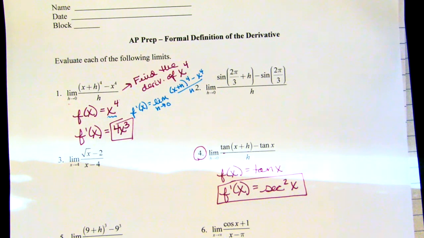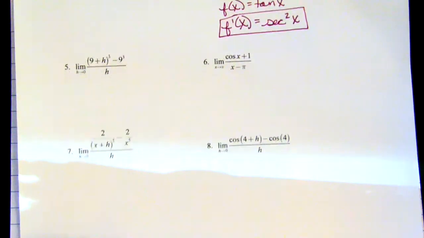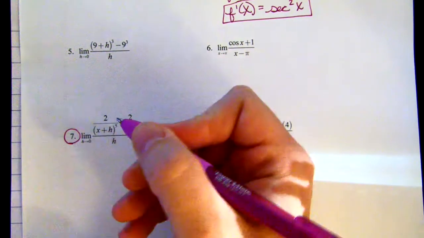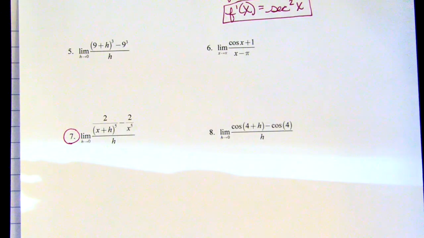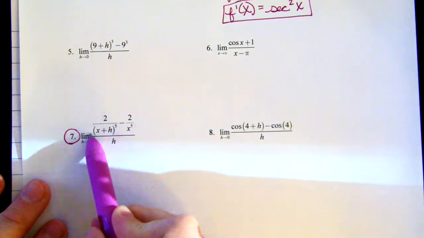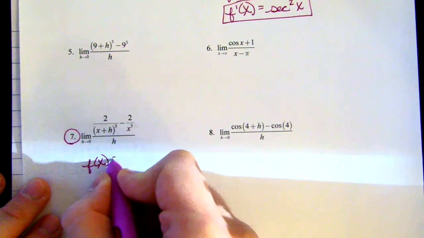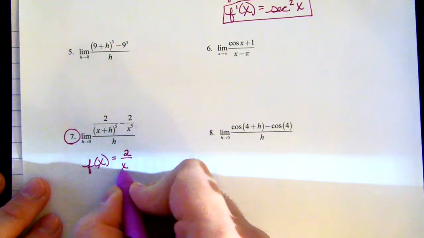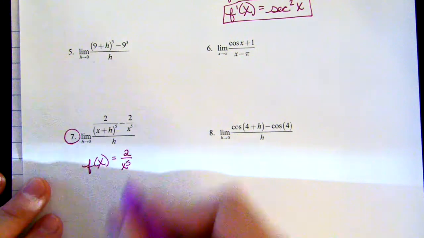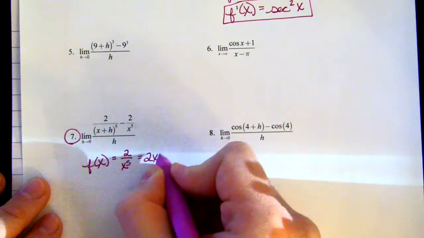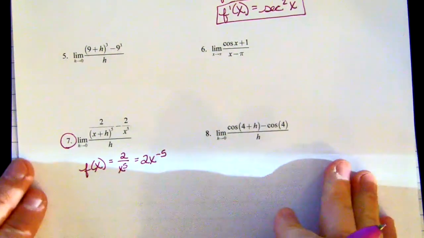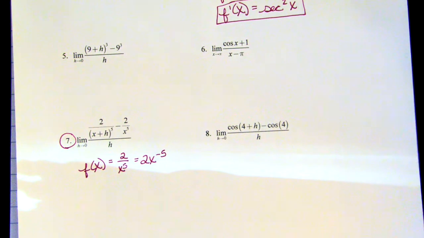One more like this. Take a look at number 7. What is the function that 7 is asking us to find the derivative of? Well, let's see. This is f of x plus h minus f of x over h. It wants us to find the derivative of f of x equals 2 over x to the 5th. And I'm going to rewrite that as 2x to the negative 5 so I can just use power rule and not have to use quotient rule. Take a moment, go find your derivative, and when you're done, don't leave any negative powers.